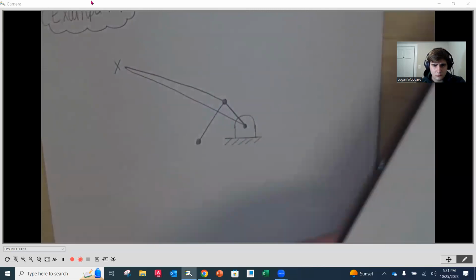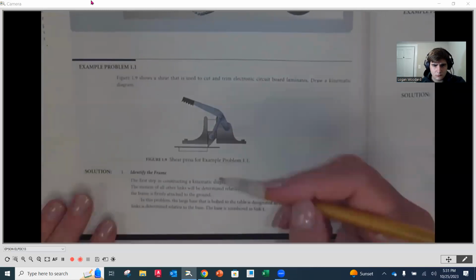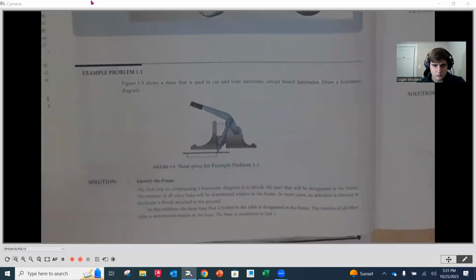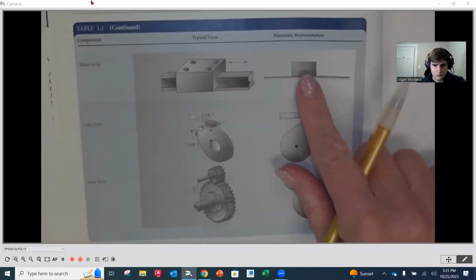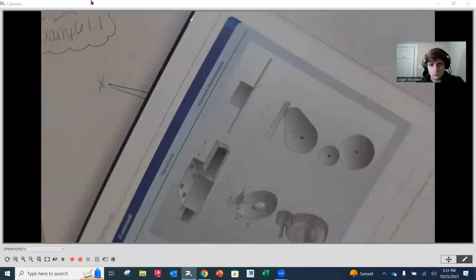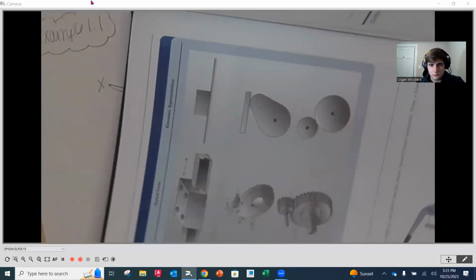And then the last member here that we have is this blade, and it's a slider. It's just going to go up and down. If we look up at the table, this sliding joint, we're going to represent that as a rectangle. Yes, there's a blade on it, and yes, the shape of it looks a little different, but we're just going to show it as a rectangle. And our rectangle instead is going to be going vertical instead of horizontal.